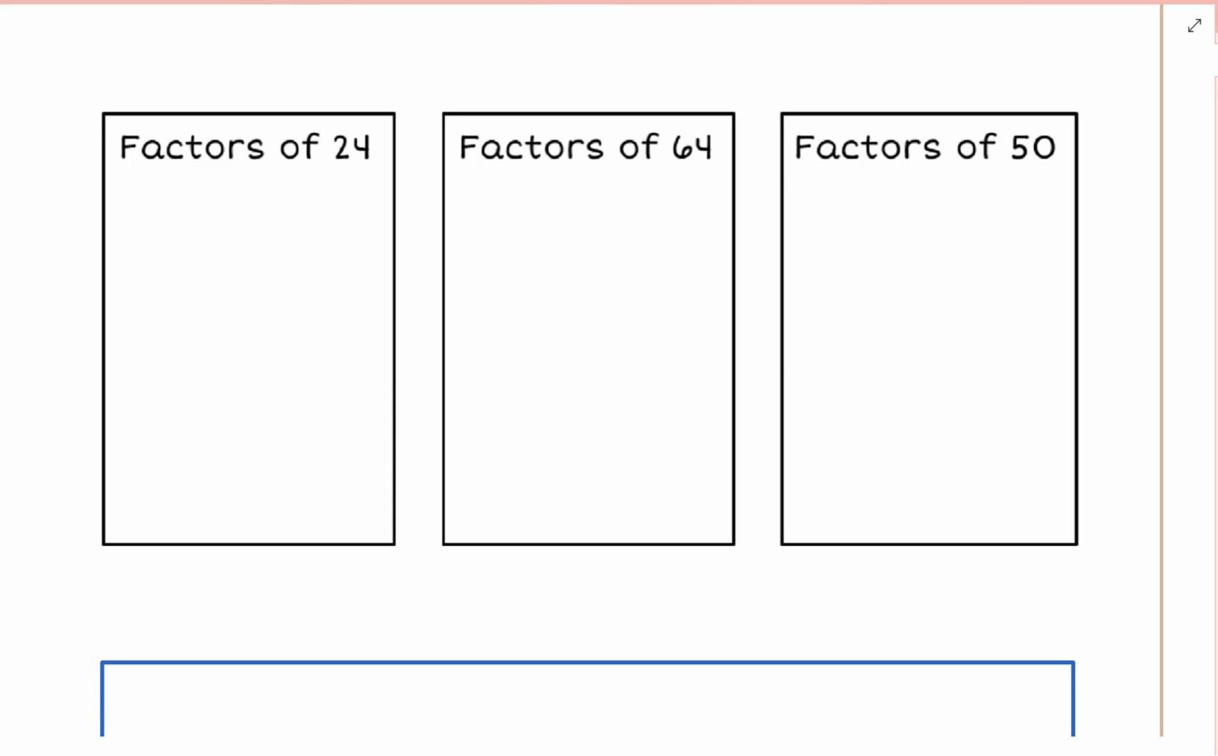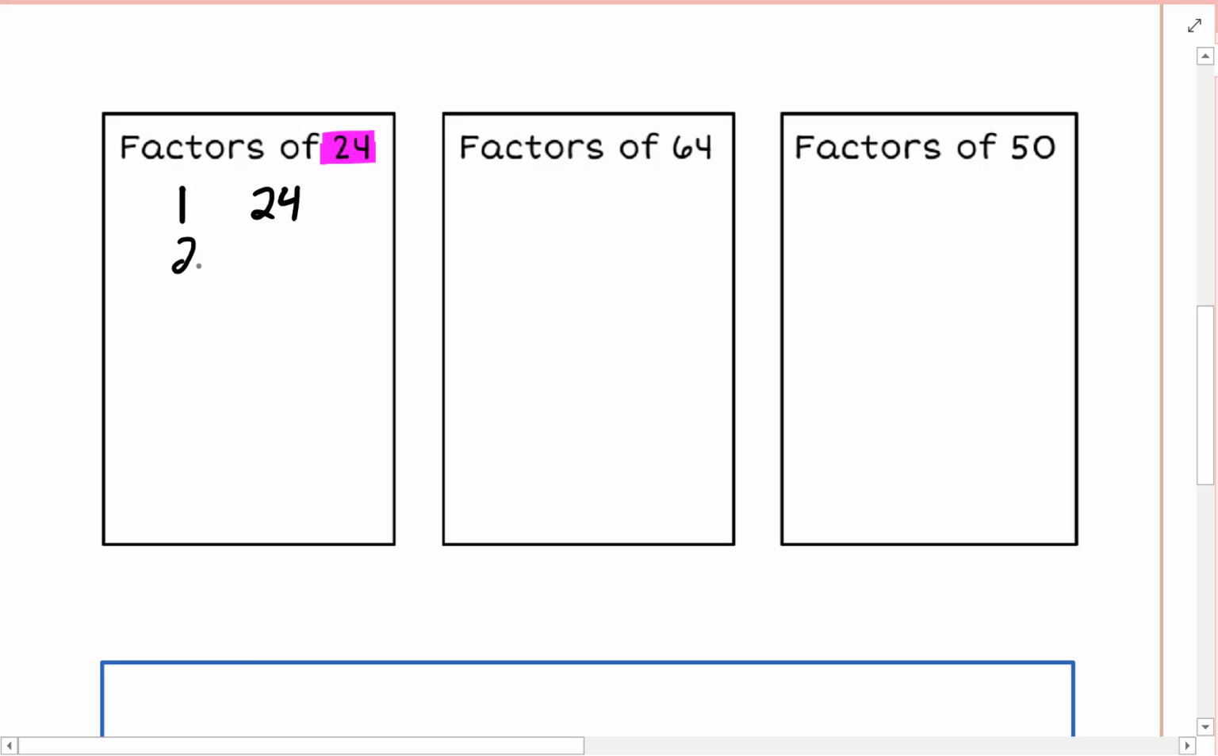Let's take a look at factors. So our first number is 24. I like to go in numerical order, starting with 1, so that I know I do not miss any, okay? Maybe you don't have all the factors memorized and you don't want to miss any. So first I will write 1. 1 times what is 24? 24. So 1 and 24 are factors of 24.